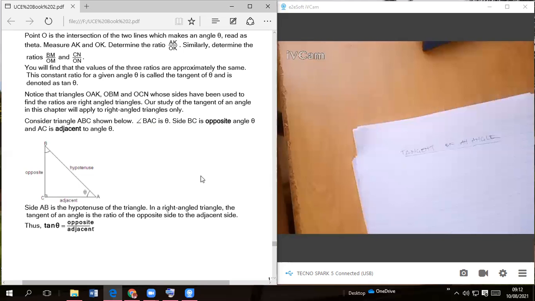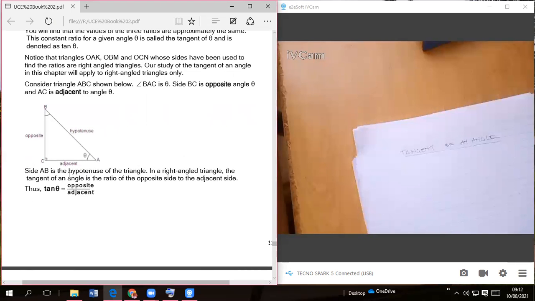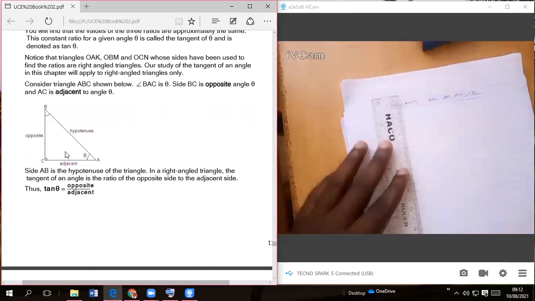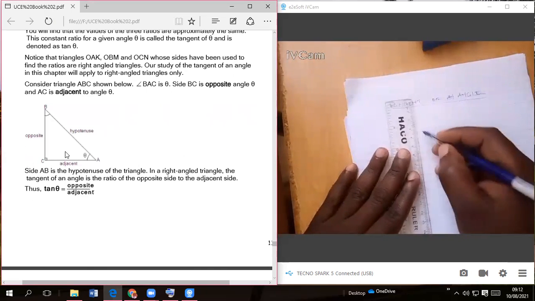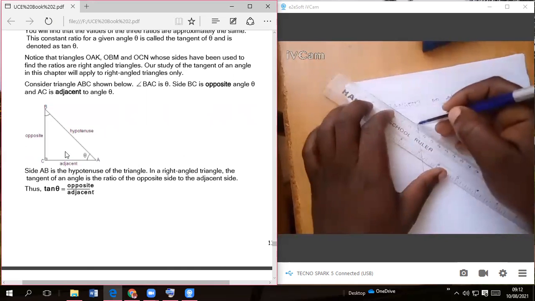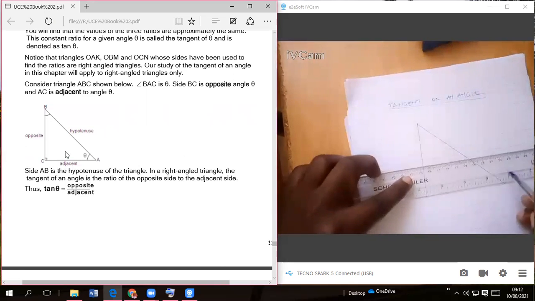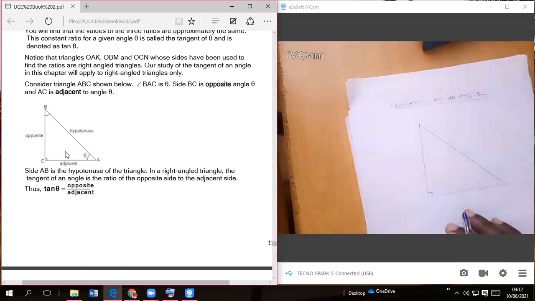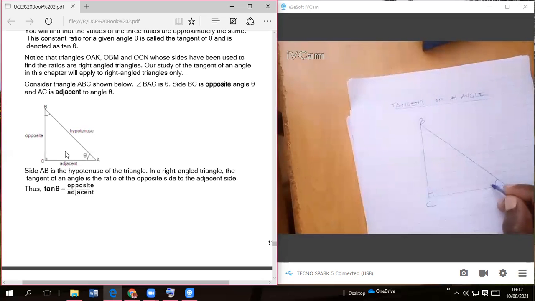Let me try to see if I can minimize that. It's very hard. So now when you look at that triangle, if I may try to draw it for you and then explain for you what is opposite, what is adjacent, what is the hypotenuse. I know some of you studied this, but they have said that this is A, this is B, and this is C. So this is where we have the angle theta, that point.